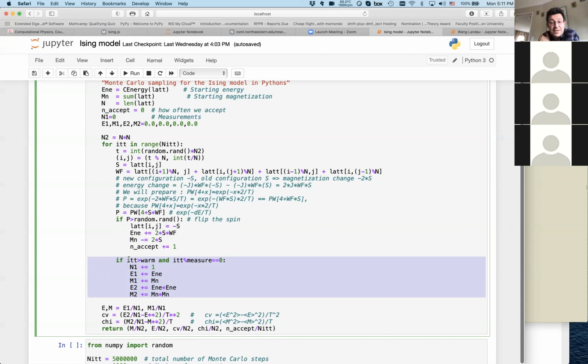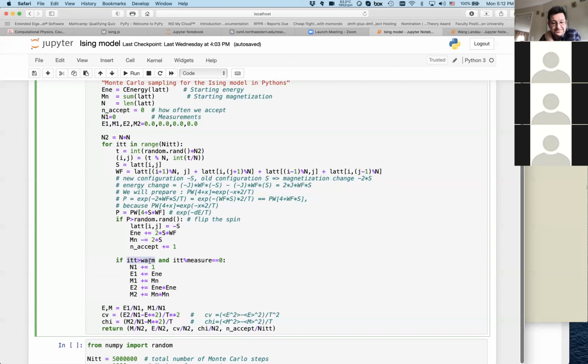And then we measure only after the warm-up period is over. So in other words, if this iteration is bigger than some number of warm-up steps, which we're going to set to a few thousand, then we start measuring. Otherwise, we throw away this period when we are still not equilibrated at the desired temperature.